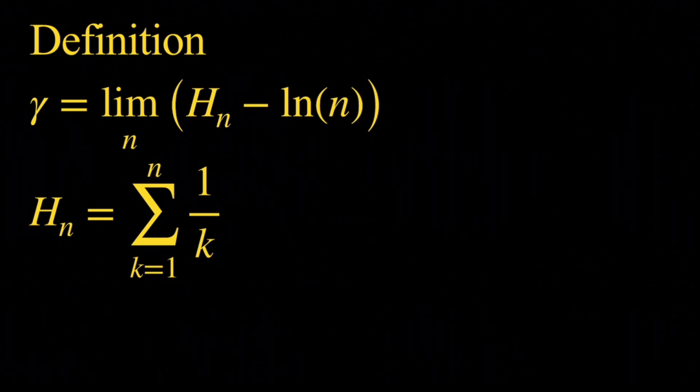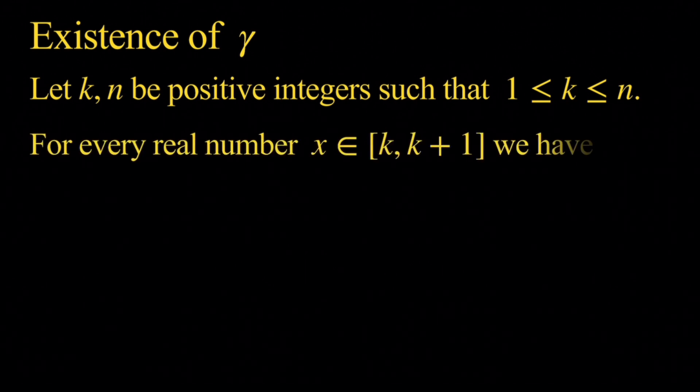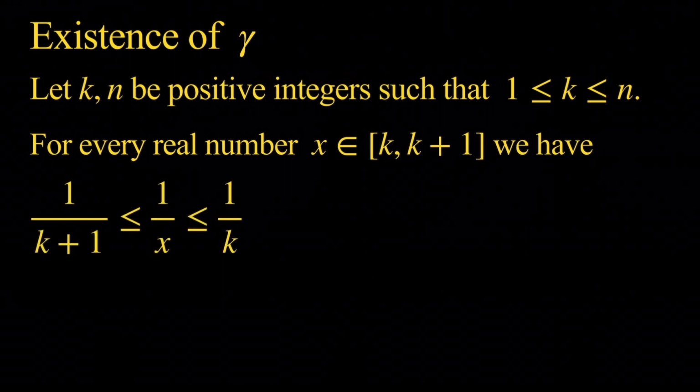So the first question that comes to my mind is, does the limit actually exist? Let's prove that before we go any further. Okay, so we're going to look at the quantity H_n minus natural log of n. In order to do that, let's start with two integers k and n, such that k is between 1 and n. And then we're going to choose a real number x between k and k plus 1, so that 1 over x is going to be trapped between 1 over k plus 1 and 1 over k.